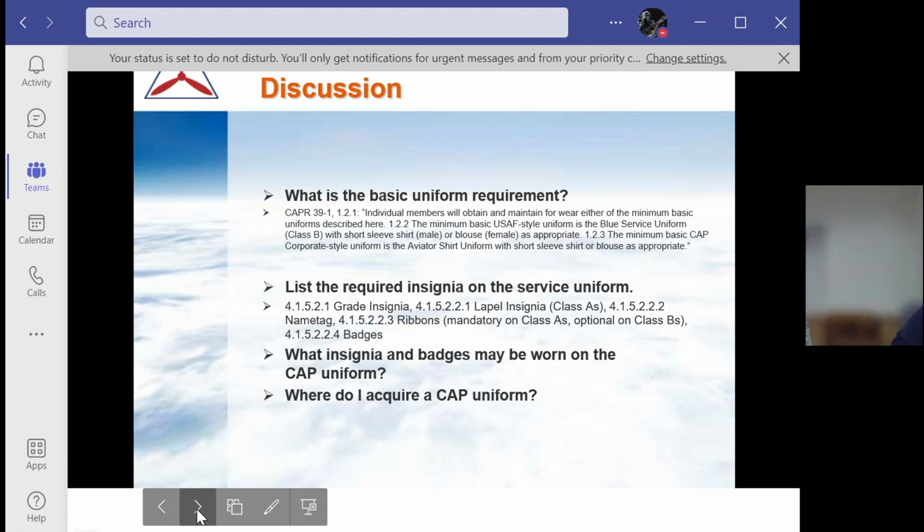Where do you acquire cap uniform? Vanguard Online. And the wing building here, as a unit. And because we have some items here, rummage through the car.